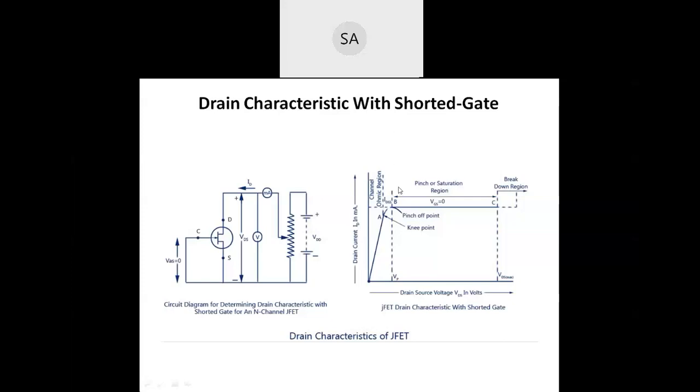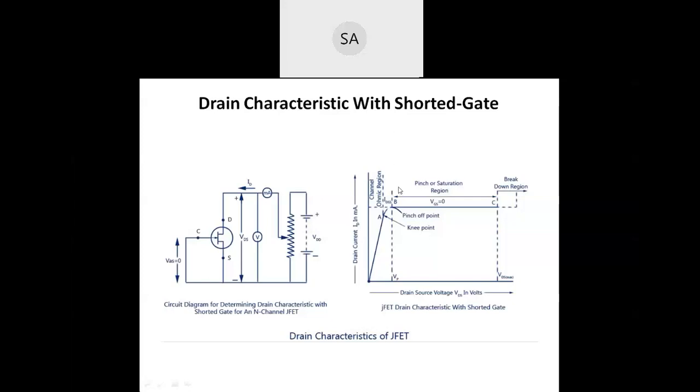So in the characteristics we can discuss. What is the drain characteristics? The curve between drain current ID and the drain to source voltage of a FET at constant gate to source voltage is known as the drain characteristics.